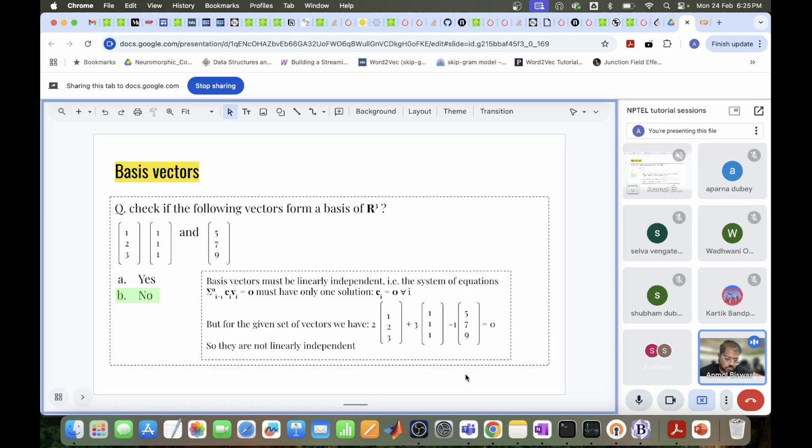The other way to state this is that the vector (5, 7, 9) is representable as a linear combination of these other two vectors. This and this are equivalent statements. So you can just say that (5, 7, 9) is equal to 2 times (1, 2, 3) plus 3 times (1, 1, 1). That is also true.